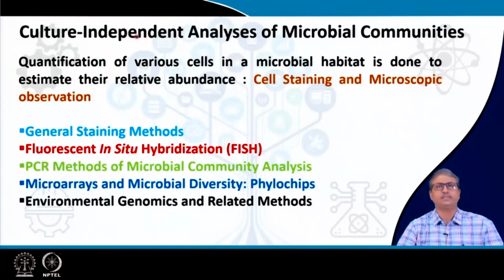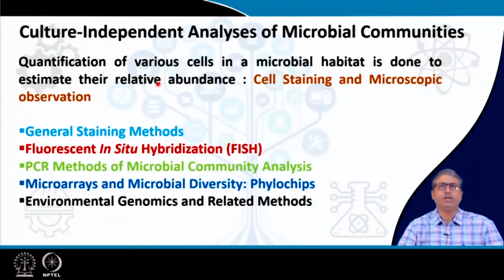So, quantification of various cells, because there are many types of cells and many species in a microbial habitat or microbial community, is done to estimate their relative abundance as well. So, if we have, let us say, an activated sludge or a sample from a bioreactor used for producing something, or a biofuel system, or maybe a petroleum waste remediation system, we want to know what types of cells or organisms are there, and what their relative abundances are.